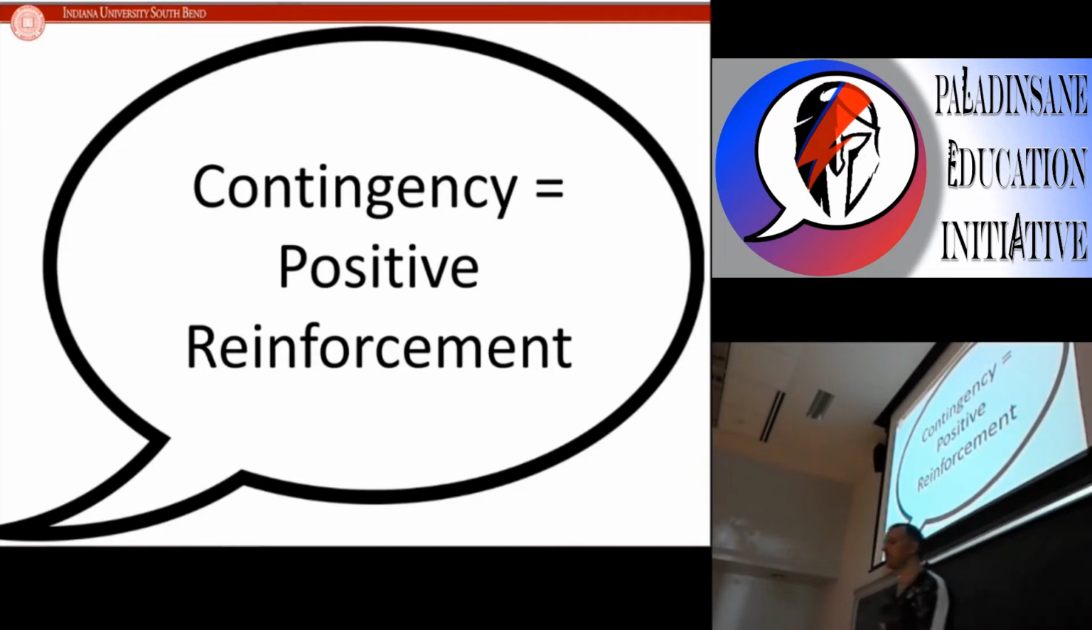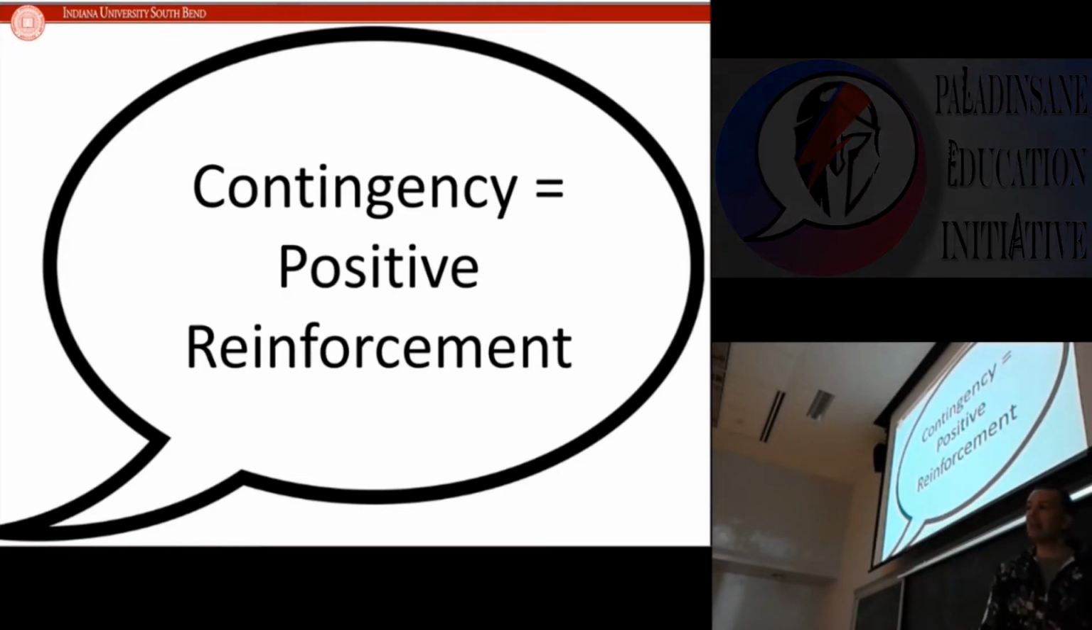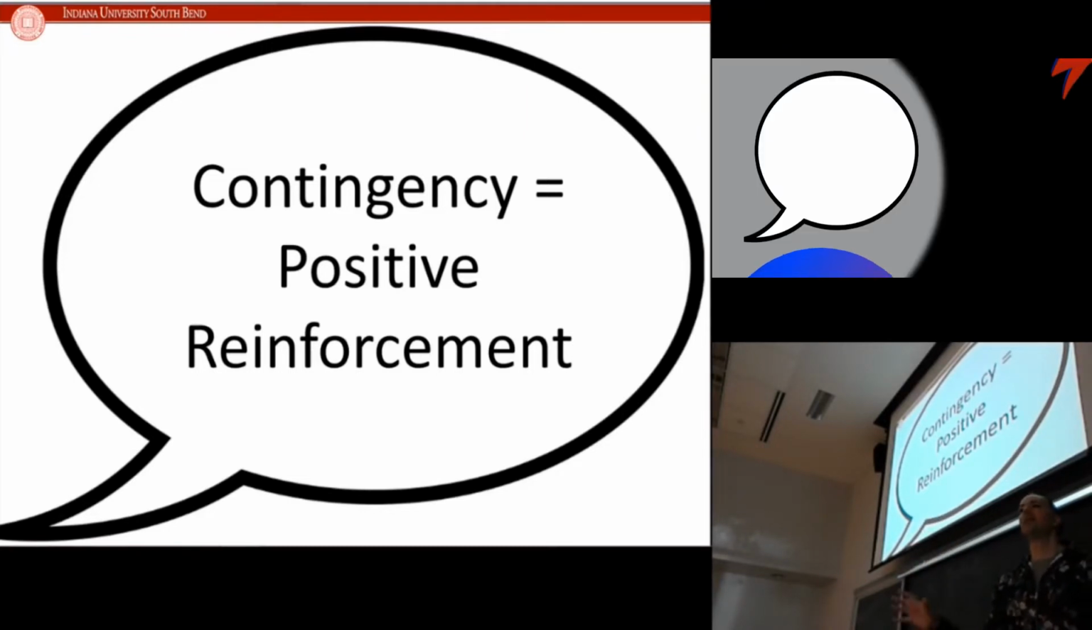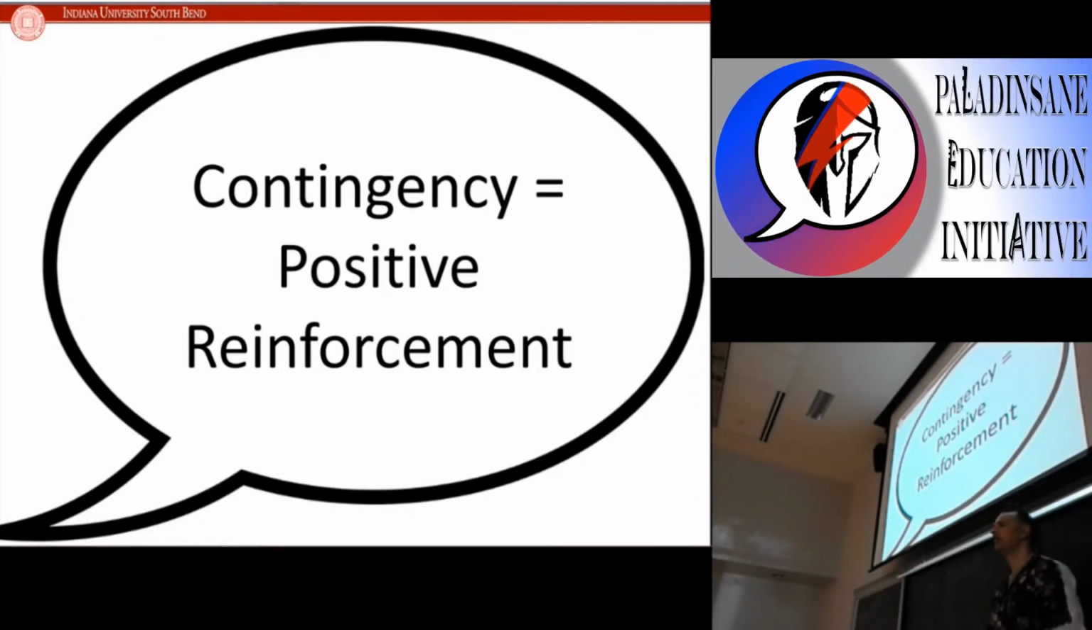All right, so again, step one, identify the change, the behavior that changed. Step two, identify if the behavior increased or the behavior decreased as a result of the change. And then step three, did the behavior change because something was added after the behavior occurred, or did the behavior change because something was taken away after the behavior occurred? And then you put those together and you end up with, in this case, positive reinforcement.